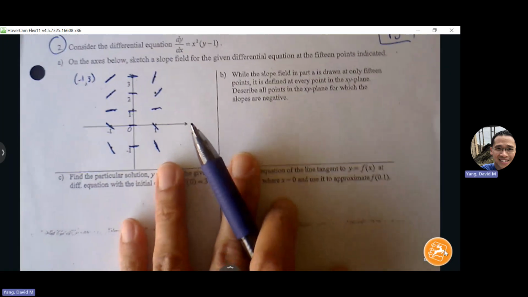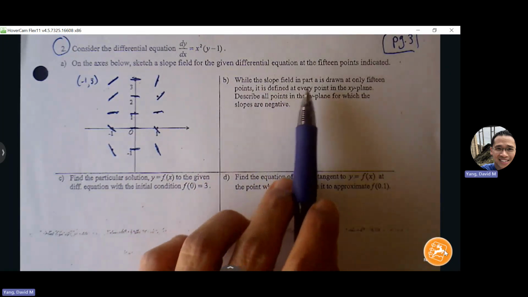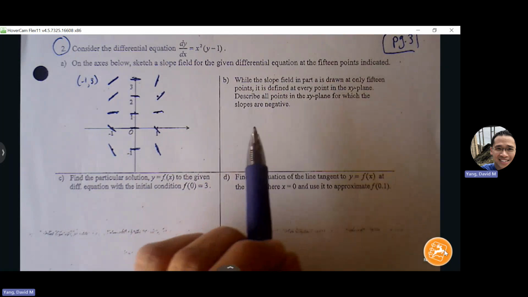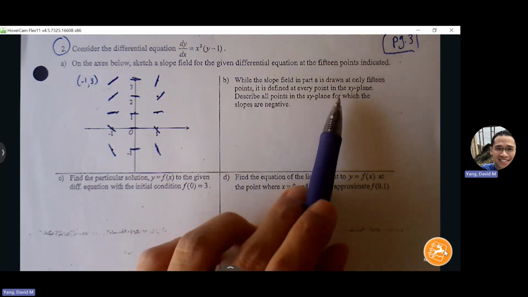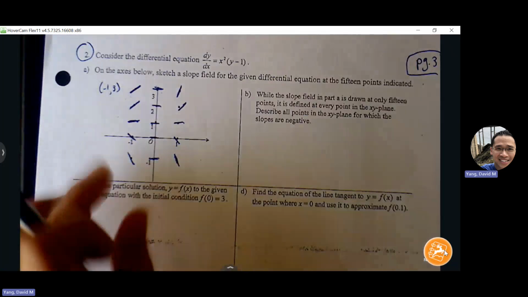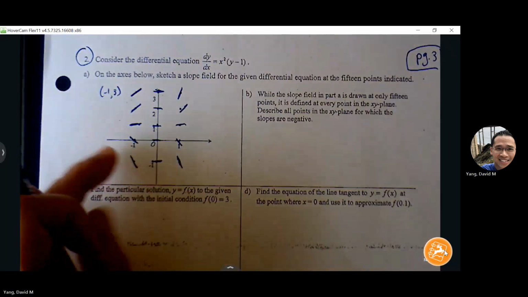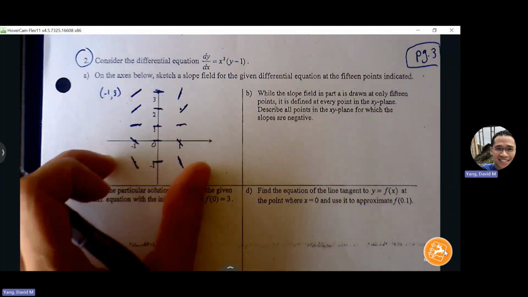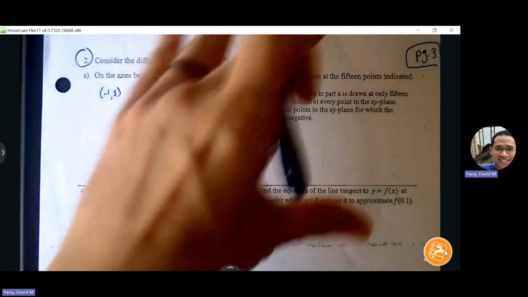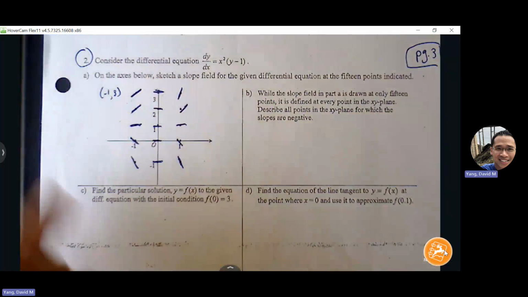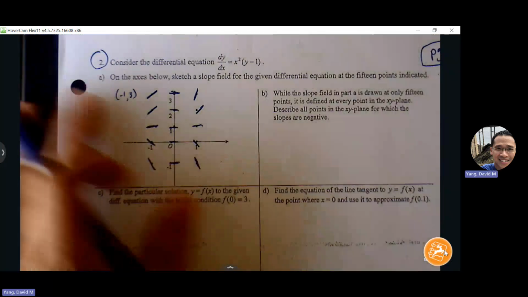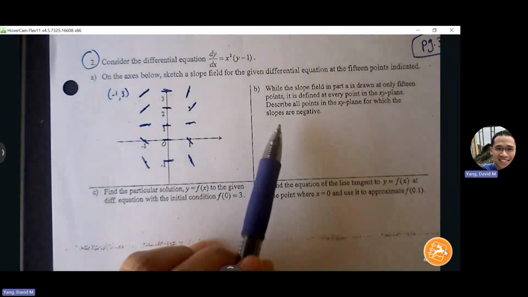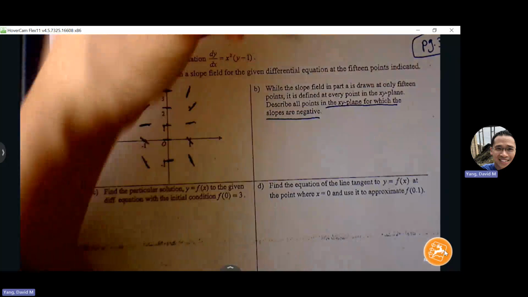Okay, part B. It says, while the slope field in part A is drawn at only 15 points, it is defined at every point in the XY plane. So we should imagine that the slope field is not just restricted to these points. It expands out in all directions, out to infinity. It says, describe all the points in the XY plane for which the slopes are negative.